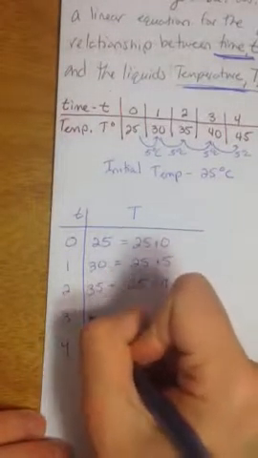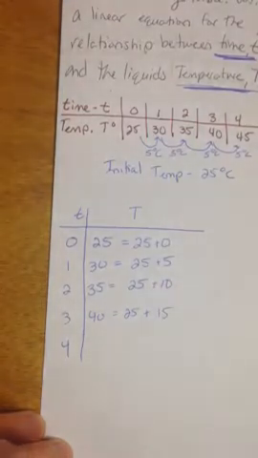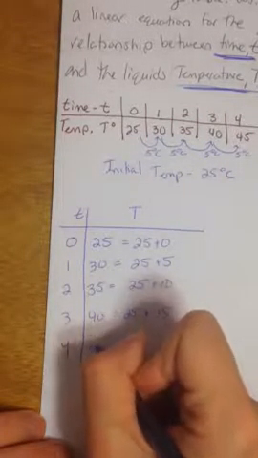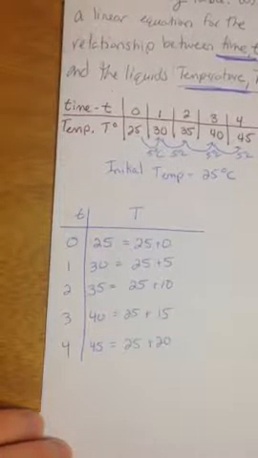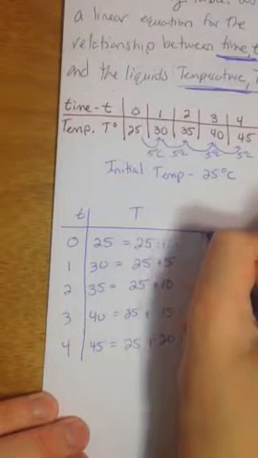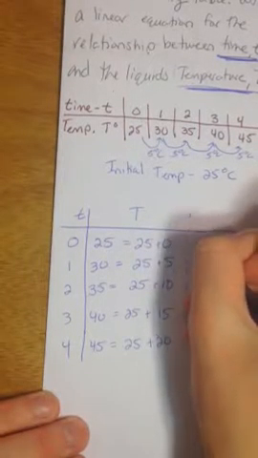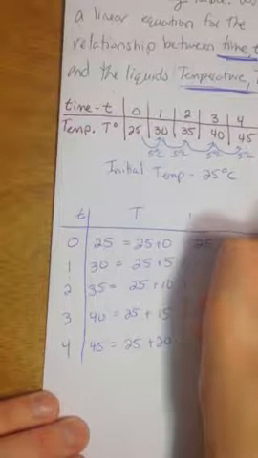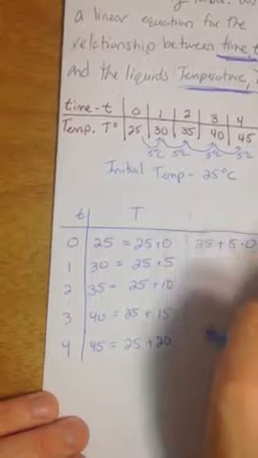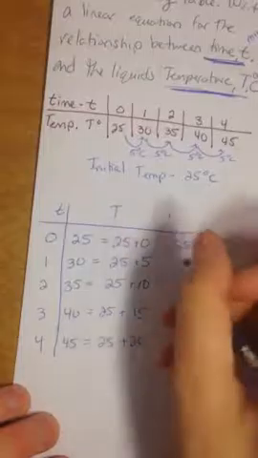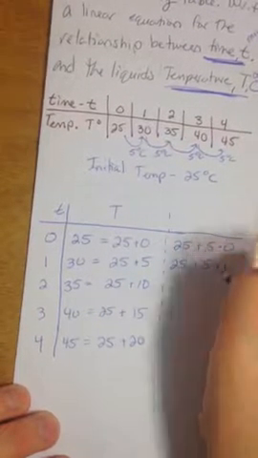And then at time 3, it's 40, which is 25 plus 15. And then 4 minutes is at 45, which is 25 plus 20. Okay. So if I rewrite this just a little bit here, this is still 25 plus 0, which would be 5 times 0, because I know I'm increasing by 5 every time. And here, it's 25 plus 5, which is 5 times 1.